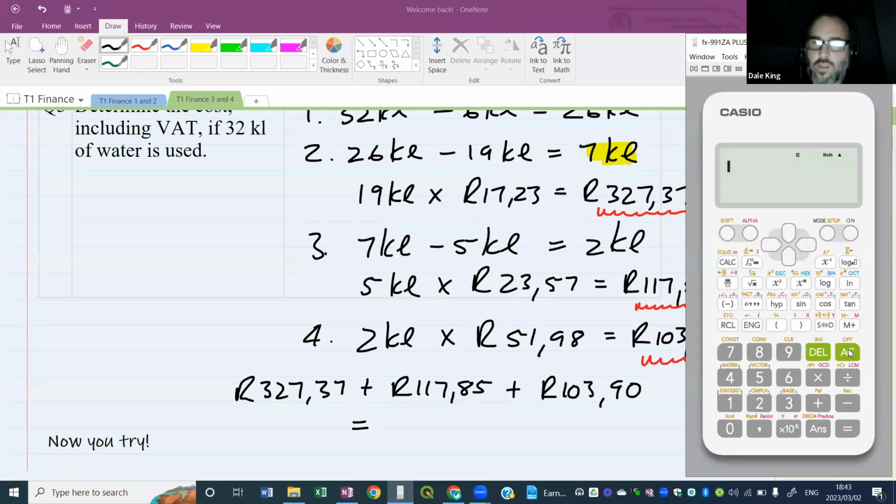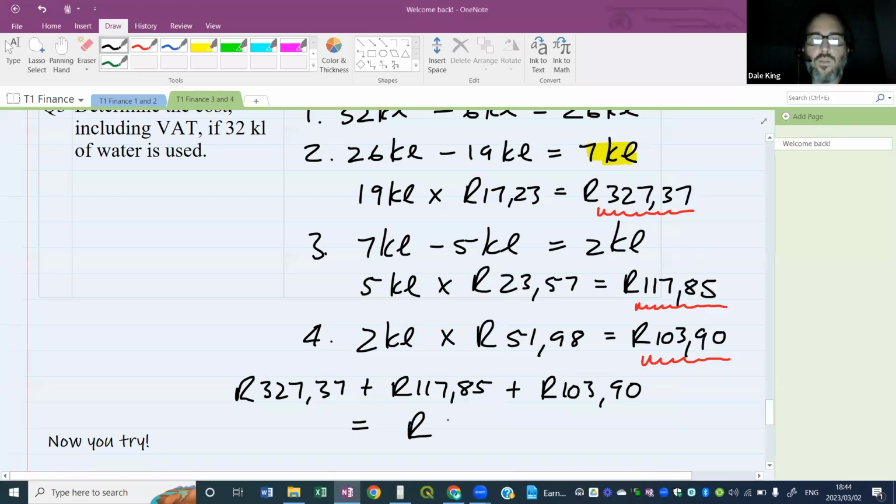All right. So 327.37 plus 117.85 plus 103.9. Okay. This gives us a total charge of 549 Rand and 12 cents. 549 Rand. Hold on.